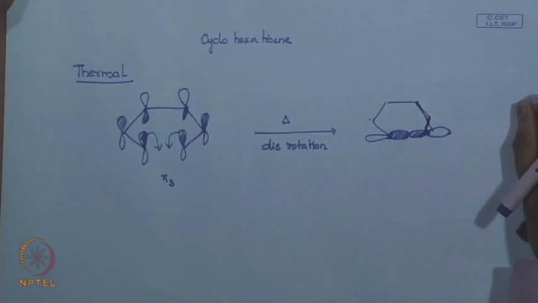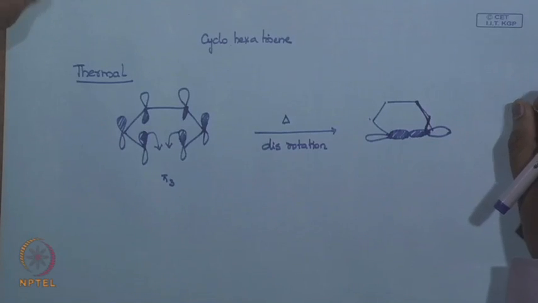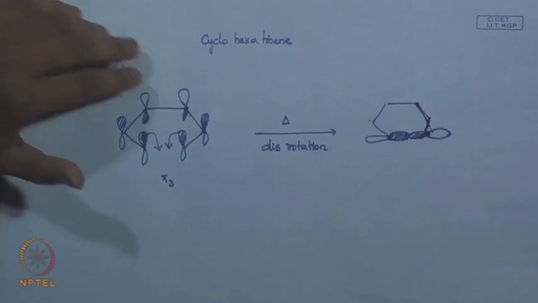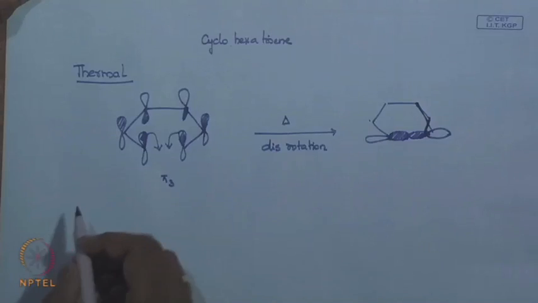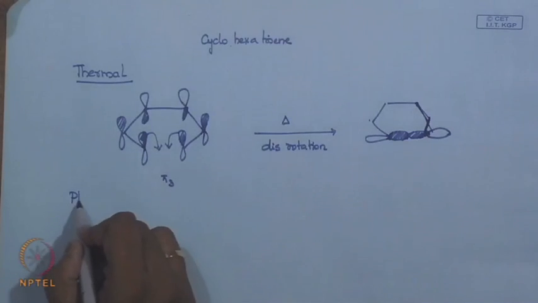Yes, when we were doing heating in the 4n system, then it was a conrotation. You see, in this case we just get the reverse of it. So, we get a disrotation. Now, we see what happens in the photolytic condition then.